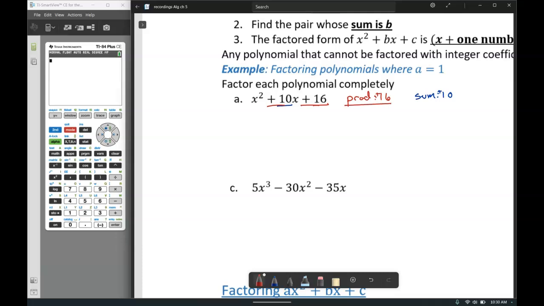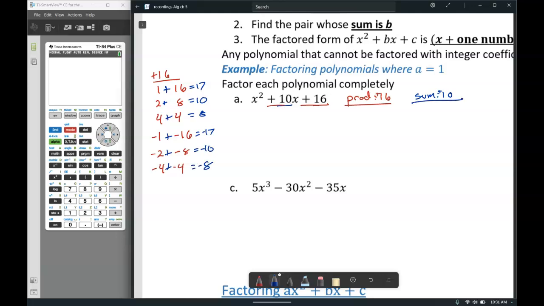Let's think about all the numbers that multiply to give me 16. I could multiply 1 and 16, 2 and 8, or 4 and 4. But I could also multiply negative 1 and negative 16, negative 2 and negative 8, and negative 4 and negative 4. All of these will multiply to give me a product of positive 16. Then I want to look through this list and see which set gives me the correct sum. Since I want a sum of positive 10, I'm going to take the two numbers, 2 and 8.